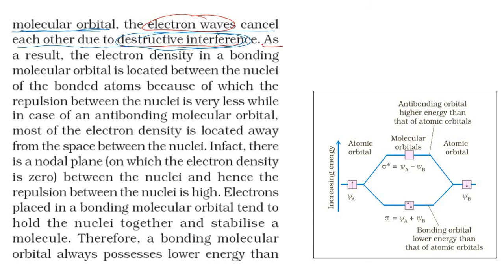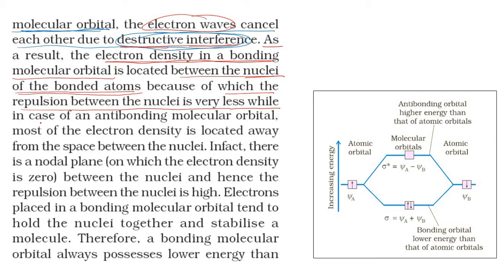due to which the electron waves cancel each other. As a result, the electron density in bonding molecular orbital is located between the nuclei of the bonded atoms. This part I will include with one more slide, students, so that you will come to know about the node and the nodal plane. I repeat it once again: the electron density in bonding molecular orbital is located between the nuclei of bonded atoms, because of which the repulsion between the nuclei is very less.